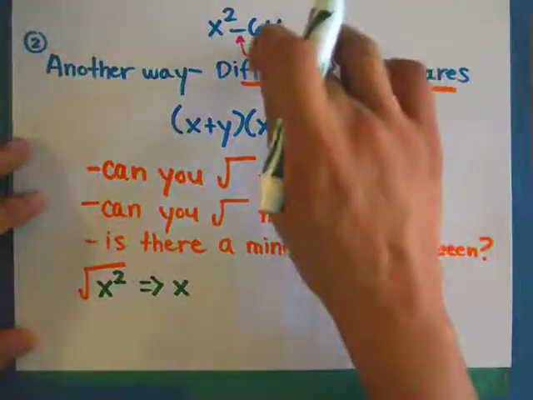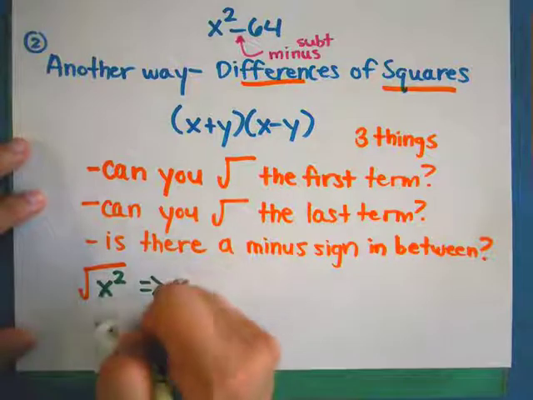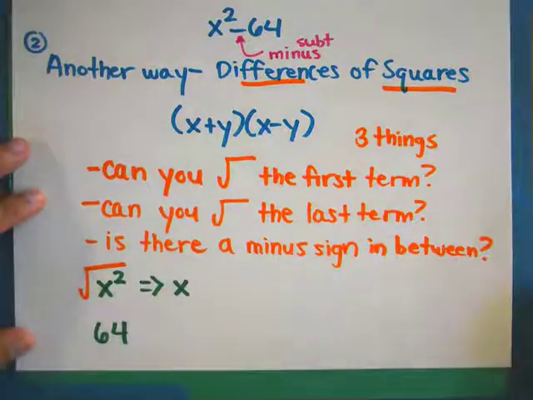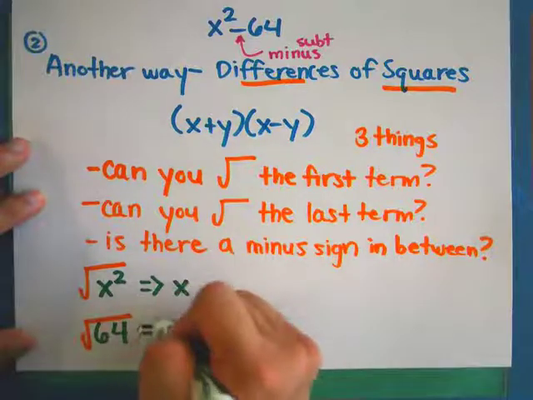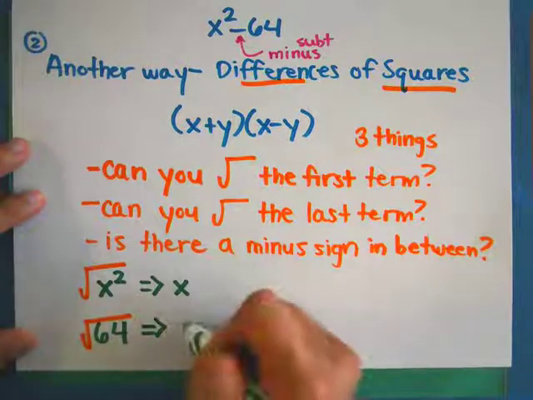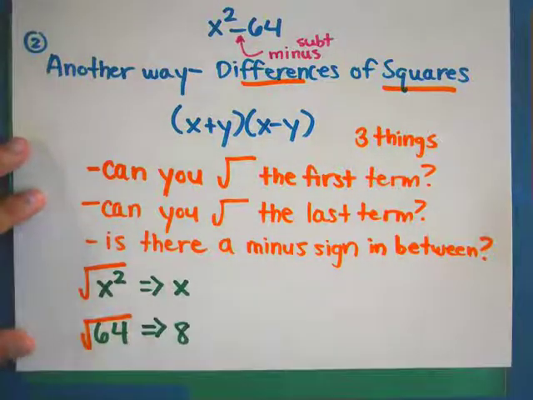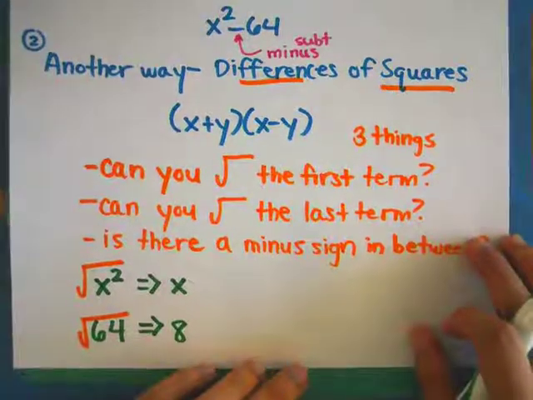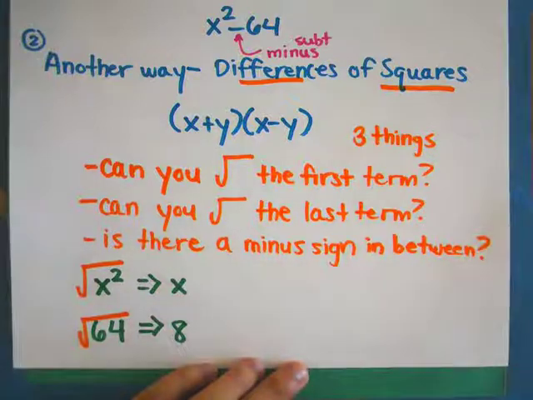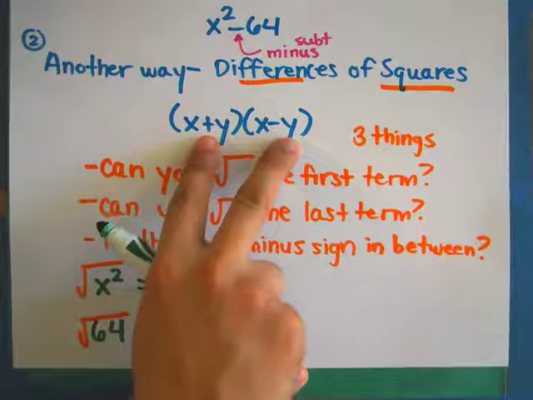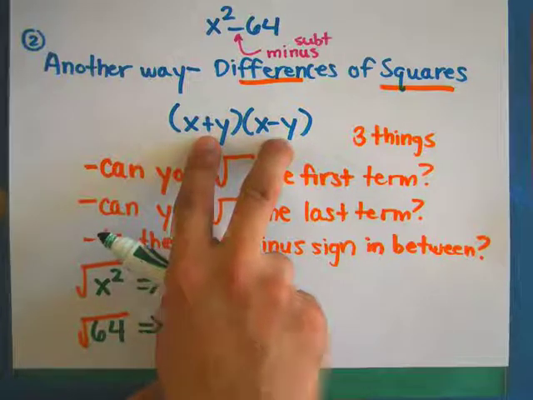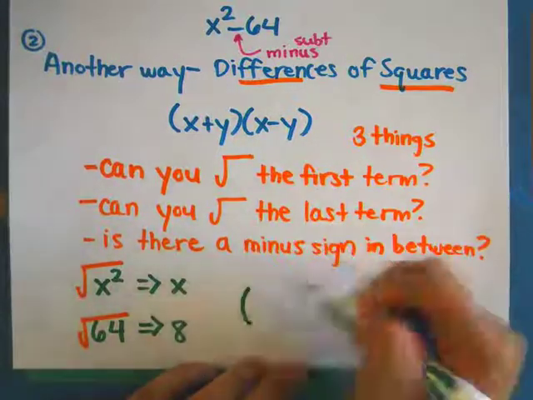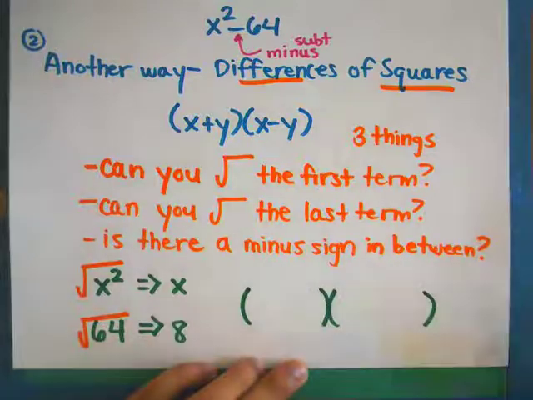Now let's take the 64. Just ignore the negative for now. Can we square root that? Yep, we can. The square root of 64 is going to be 8. To factor this, you're going to use this pattern that I have provided for you over here, and this pattern is used after everything is square rooted. So your final answer for this one is going to be this.